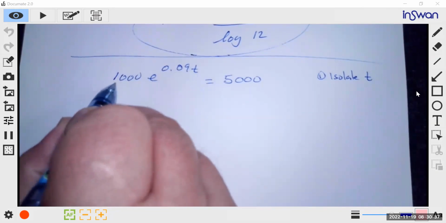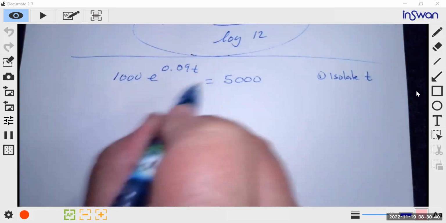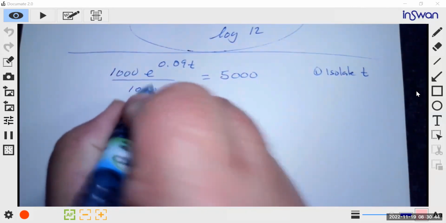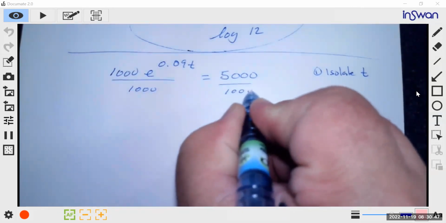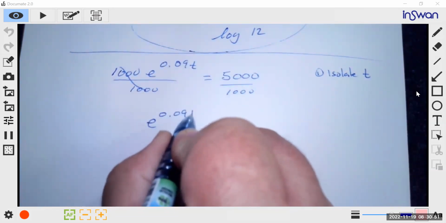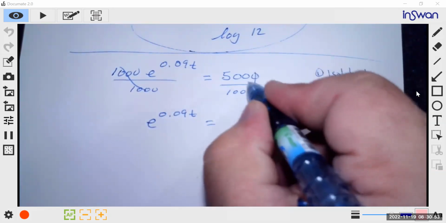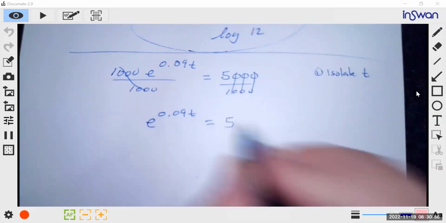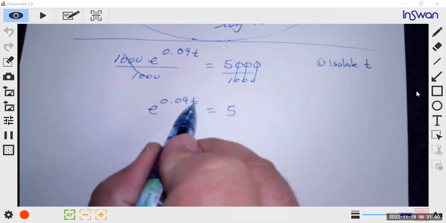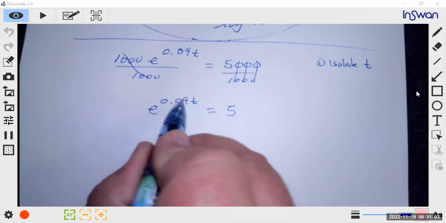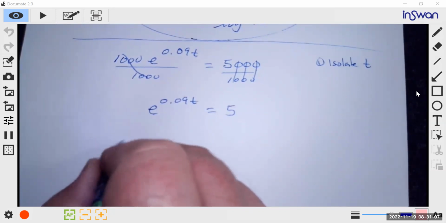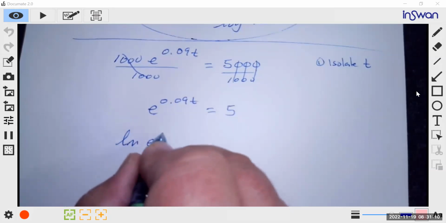We have to get t by itself. So we have to get rid of anything added, subtracted first. There's nothing added, subtracted. Then multiply, divided. We divide both sides by 1000, so we get e to the 0.09 t equals 5. Since we're trying to get the variable by itself, we have to get it off the exponent. So since this is base e, we take the ln of both sides.